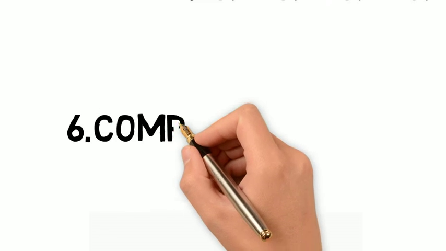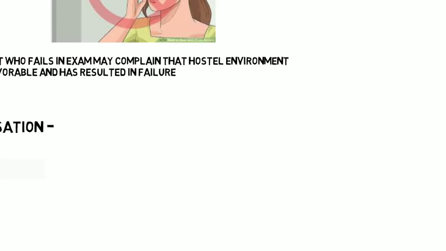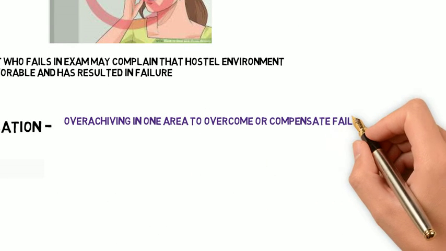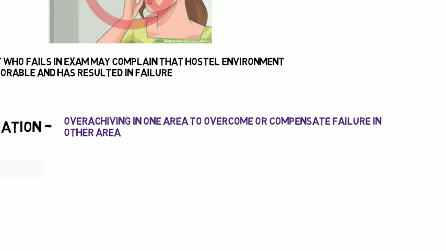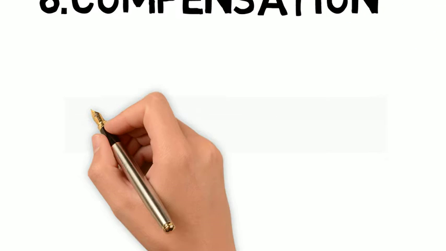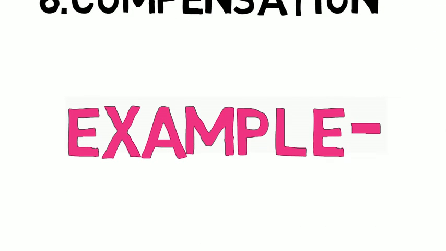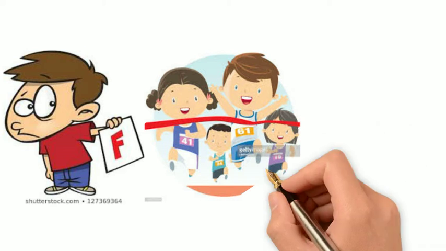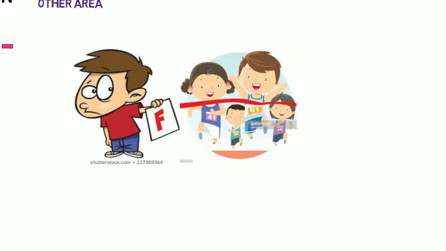Our next defense mechanism is compensation. Compensation means overachieving in one area to overcome or compensate for failure in another area. Example: here is an example of a student who fails in his studies but may compensate by becoming the college champion in athletics.